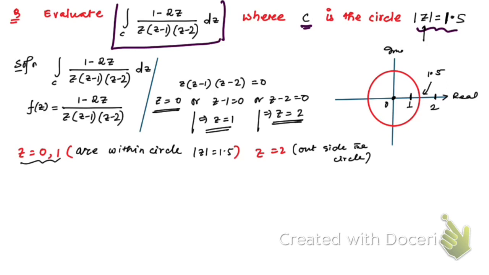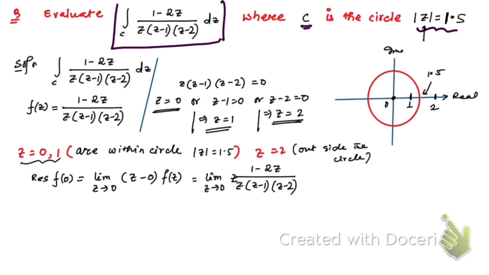And if these are simple poles, then what will be the residue of the function at 0? The residue at a simple pole of a function is given by the limit z tends to the pole, which is 0 here, of z minus the pole, into f of z, the given function. So that's going to be limit z tends to 0, z minus 0 is simply z, times the given function f of z. Here z cancels, so we have limit z tends to 0 of 1 minus 2z divided by z minus 1 into z minus 2.